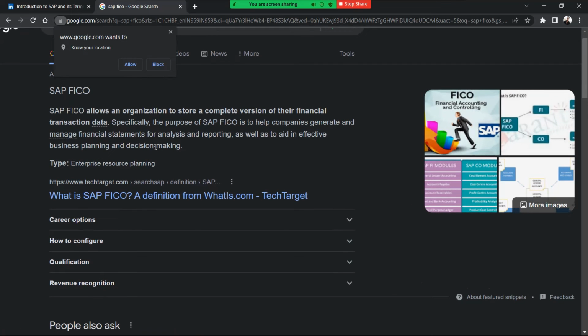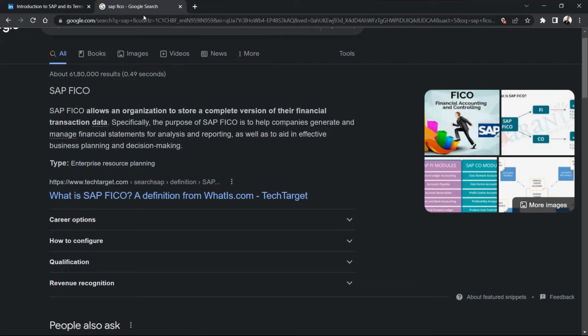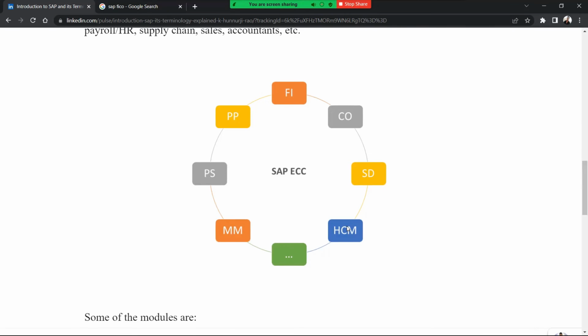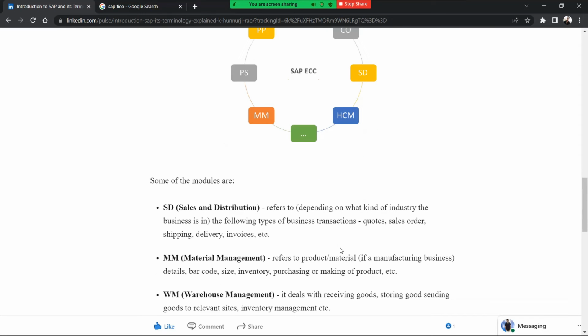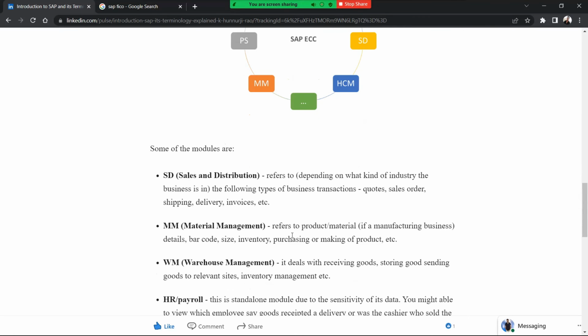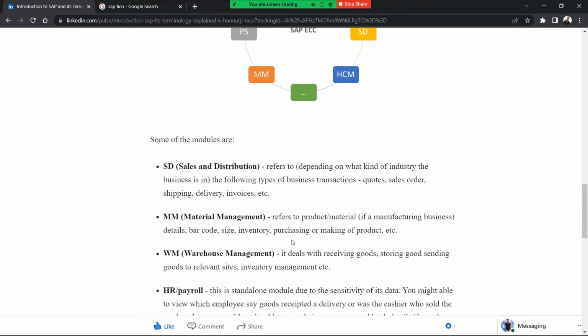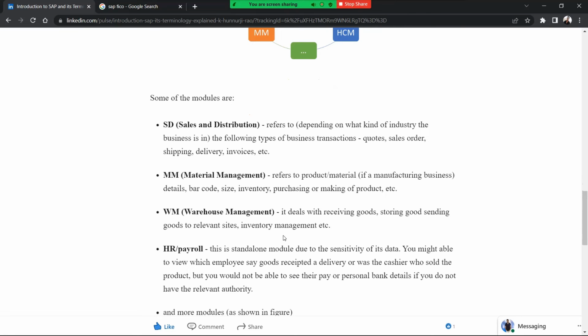SAP FICO allows an organization to store a complete version of the financial data. It keeps track of the financial data of a specific organization or corporation. And below, I have discussed more about some of the main modules like SAP SD, sales and distribution, material management, and warehouse management. Basically, WM, warehouse management, deals with sending the goods, receiving the goods, storing the goods, etc.